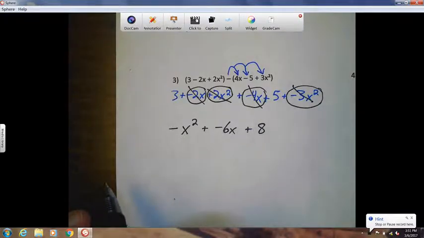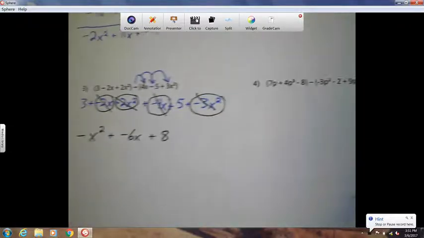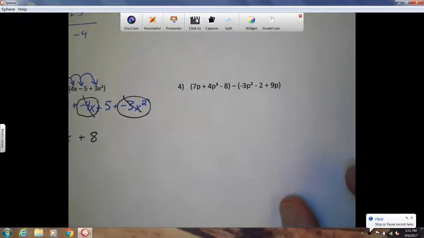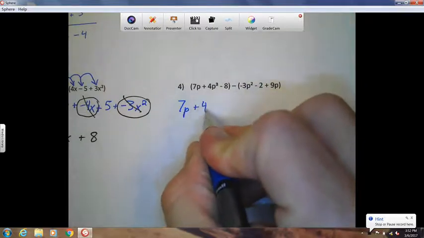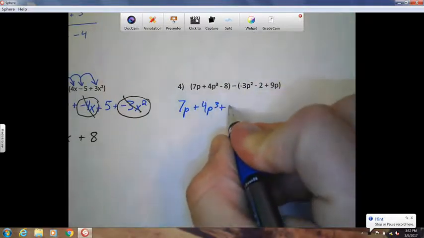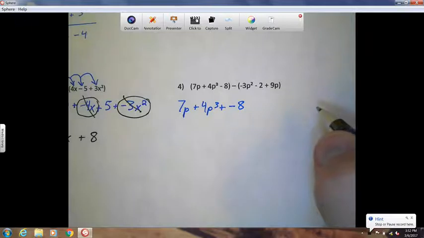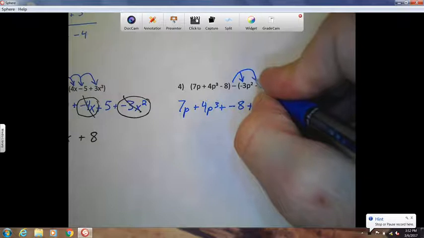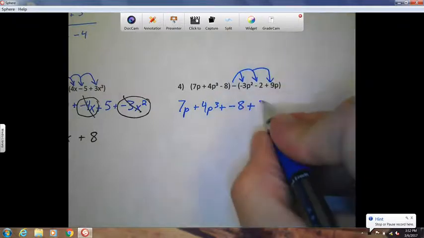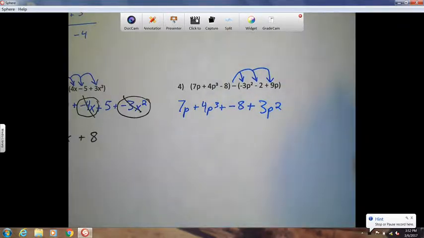Okay, last one. Here's a similar example. I'm just going to rewrite the entire thing. 7p plus 4p to the third plus negative 8. I'm always using plus. I'm going to change all of these signs. Positive 3p squared. Positive 2. Negative 9p. So all of them have to be changed because of the parentheses and the minus sign.